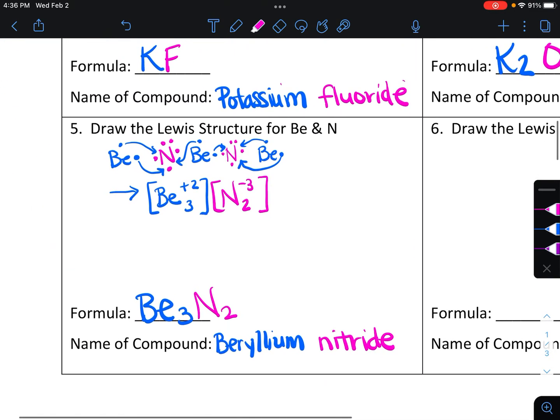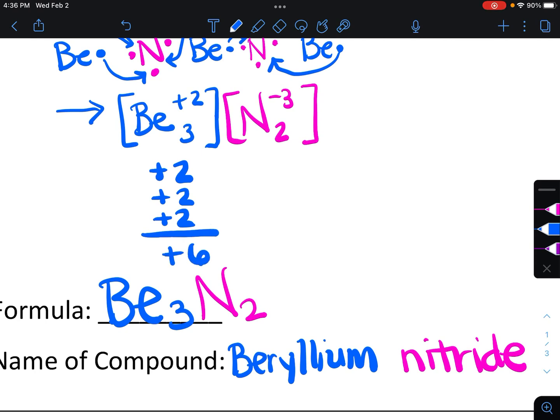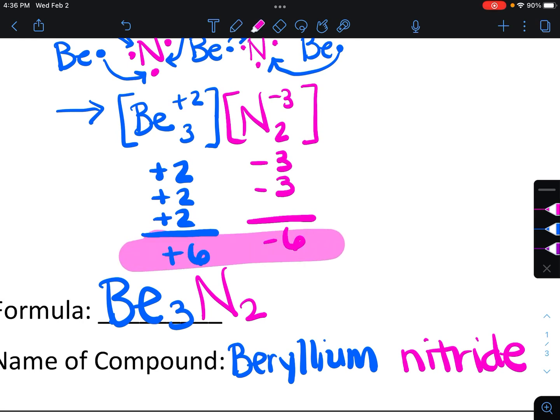One more example of that with one of the more kind of complicated ones. For this one down here, we have 3 berylliums. We could see that in our formula. So each of them has a charge of +2. If we add all that together, the total positive charge is +6. And then we have 2 nitrogens. Each of them has a charge of -3. If we add those together, we get a charge of -6. So again, the positives and the negatives cancel each other out.